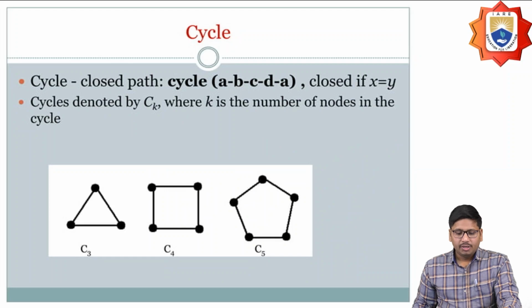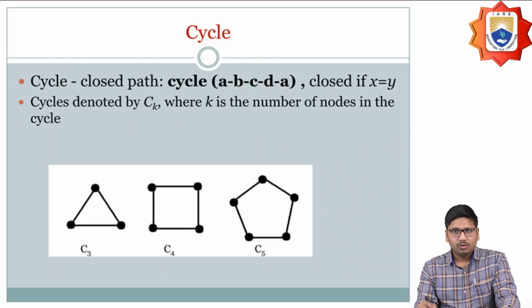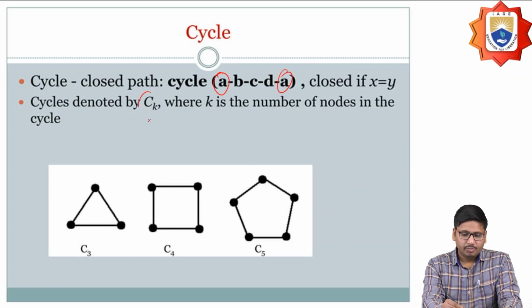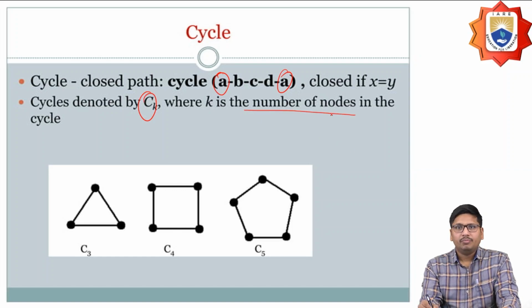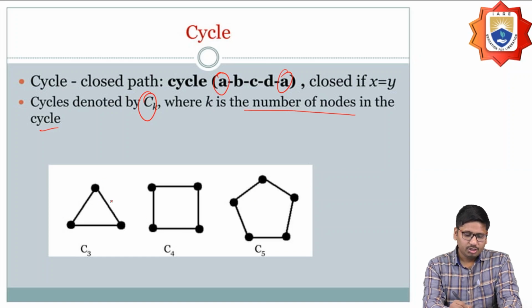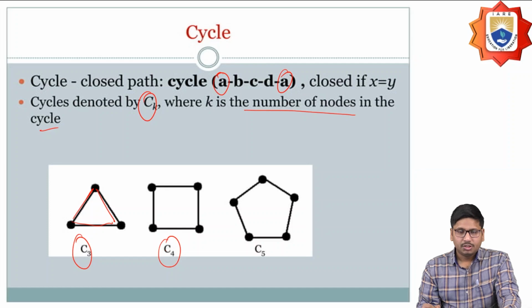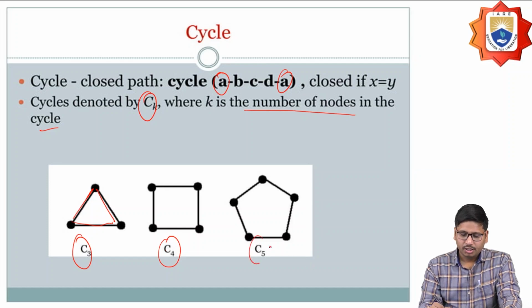And what does a cycle mean? A cycle is nothing but a closed path where the source and destination are the same. The cycle is represented by C suffix k, where k is the number of nodes in that cycle. In this one, the closed path is connected with 3 vertices, so it is represented as C3. With 4 vertices forming a cycle, it is C4, and here it is C5.